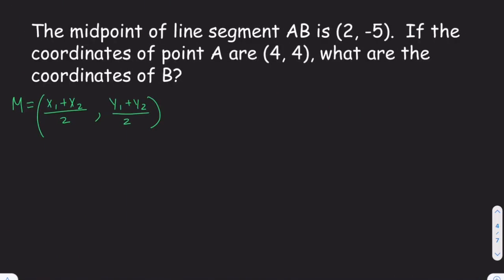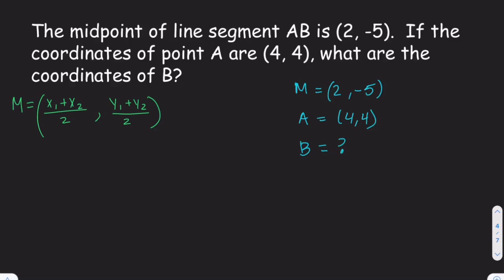Now, the midpoint of line segment AB is (2, -5). If the coordinates of point A are (4, 4), what are the coordinates of B? In this case, we don't have to find the midpoint. We are already given the midpoint, (2, -5). We're also given point A, which is (4, 4). Now we have to find point B, the other coordinate of the line.